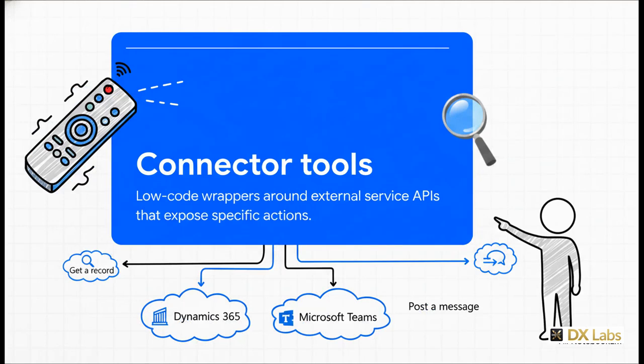Think about a universal remote. It controls your TV, your soundbar, maybe even your lights, without you ever needing to manually wire the internal circuits, right? Power Platform connectors are basically the same thing. They're low-code wrappers around external service APIs that expose specific actions. So when you need your agent to get a record from Dynamics 365 or post a message in Microsoft Teams, you use a connector. Instead of writing raw API calls from scratch, you configure the connector right inside Copilot Studio and let it do all the heavy lifting.